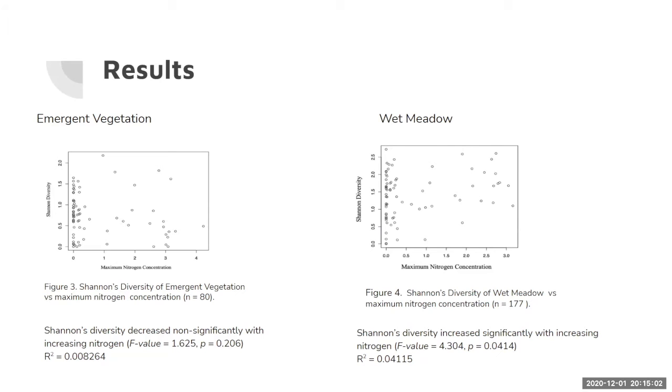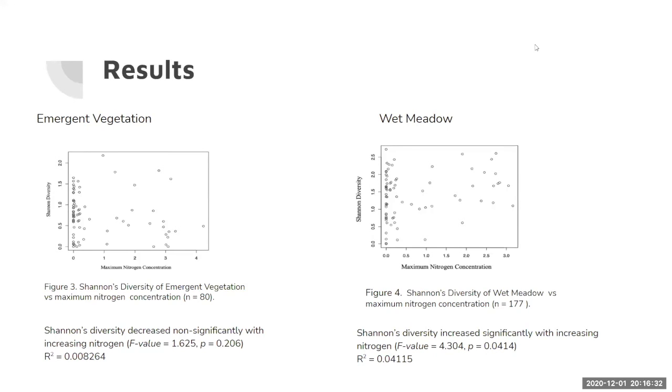On this slide, we have the same concept again, but Shannon's diversity is plotted against the maximum nitrogen concentrations. On the left, we have the emergent vegetation zone, which shows that Shannon's diversity decreased non-significantly with increasing nitrogen. The effect size was calculated to be around 0.008, which is very small and tells us that there is little to no variation between the variables. On the right, we have the same variables, except once again, we are looking at the wet meadow zone, and it shows that Shannon's diversity increased significantly with increasing nitrogen. The effect size was calculated to be around 0.04, which is still very small, so there is not that much variation between these variables.